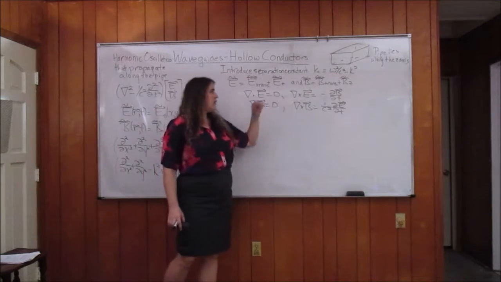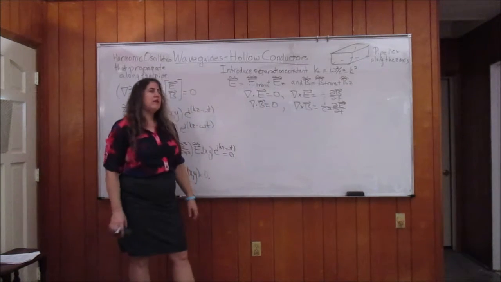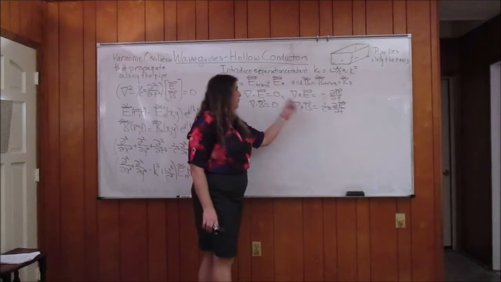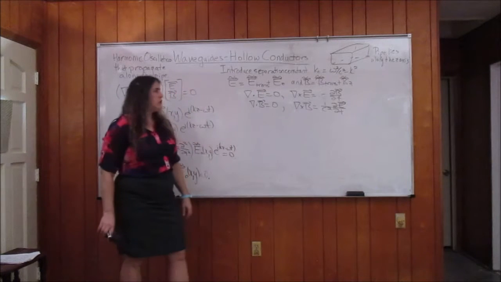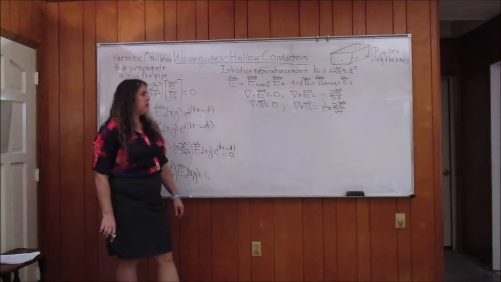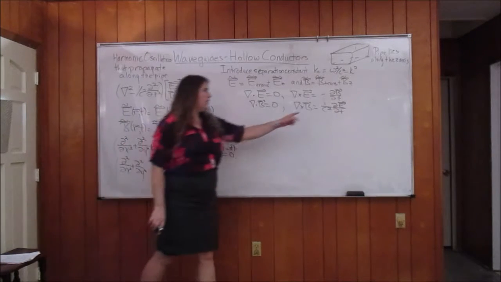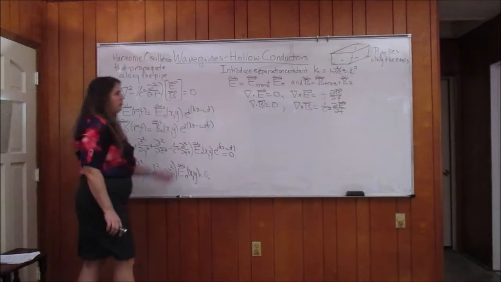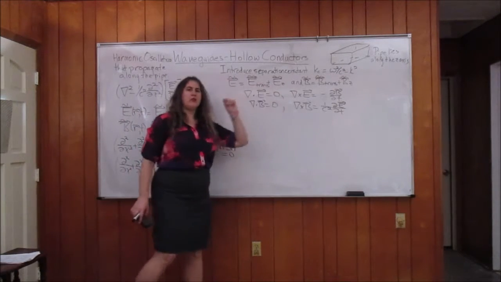We have Faraday's law, curl of the electric field is equal to minus the partial time derivative of the magnetic field, and the curl of the magnetic field is equal to 1 over c squared, partial derivative of the electric field with respect to time. Again, that's the so-called displacement current. And I really should say this is Ampere-Maxwell's law.